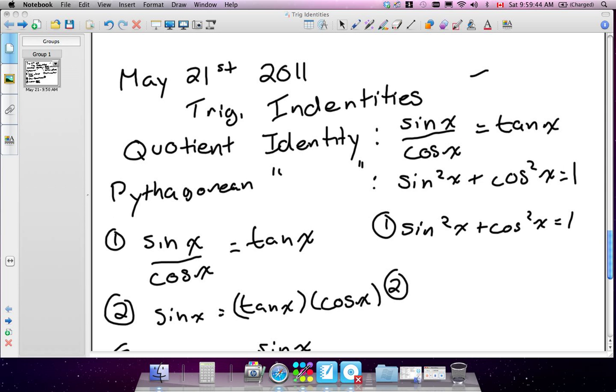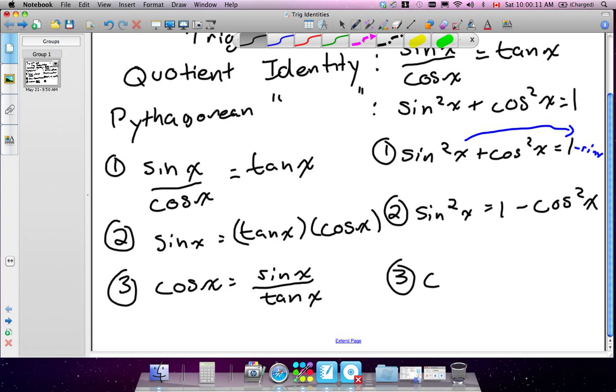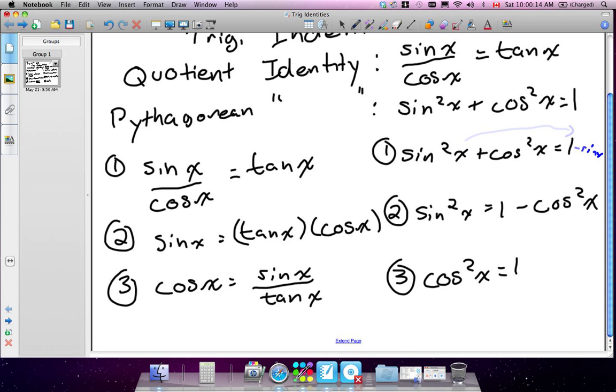So when you bring cosine squared x to the other side, sine squared x is equal to 1 subtract cosine squared x. The third identity in the book is the exact same idea. If I want to set it equal to cosine squared x, when I move sine squared x over, I subtract it. So the last one becomes cos squared x is equal to 1 subtract sine squared x. All of these identities, three different ones for each, are just the original ones rearranged.